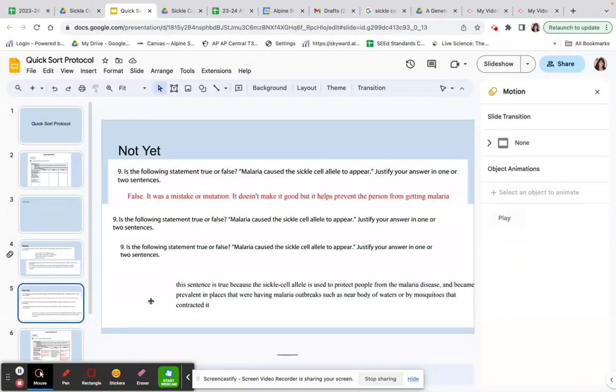So here are a couple examples of the not yets. This student actually gave the right answer, but then their supporting information, their justifying, is not really great.